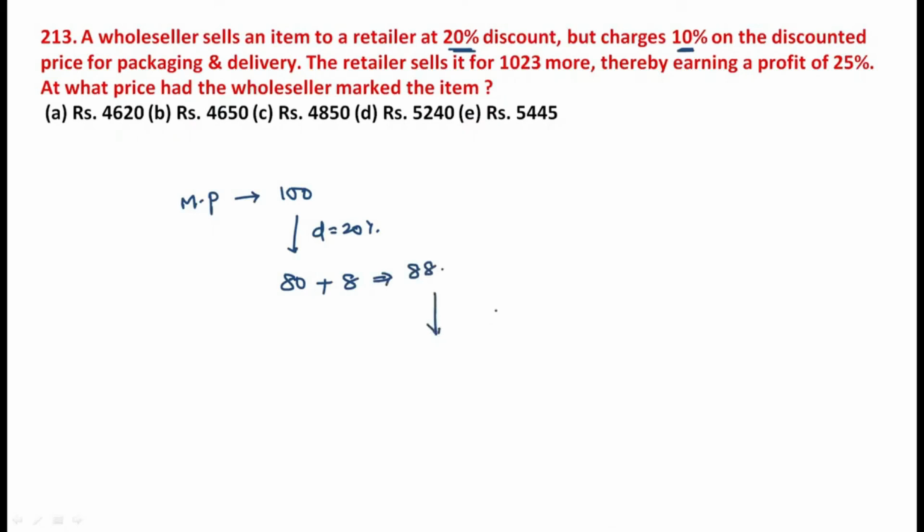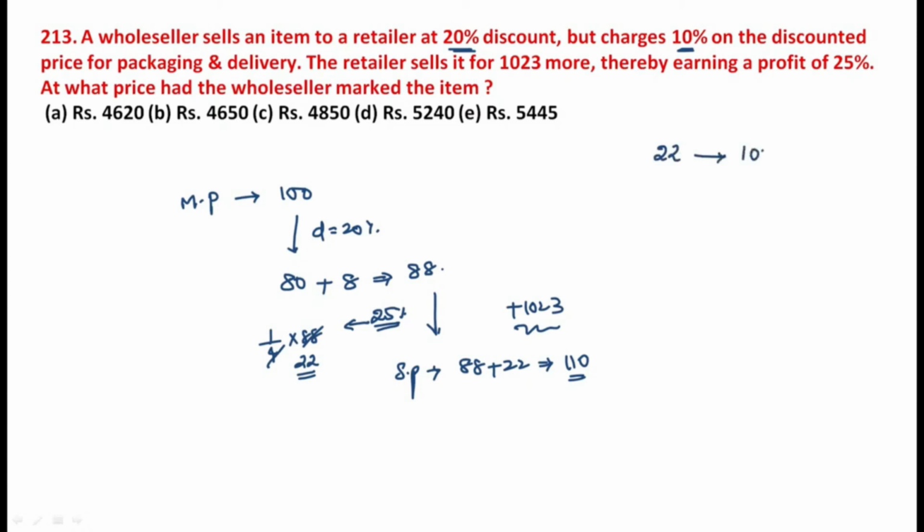Now the person sells at 1023 rupees more. It means they earn a profit of 25%. So he wants 25% extra. 25% extra means 1/4 of 88. 1/4 of 88 is exactly equal to 22 rupees. Now the final selling price is 88 plus 22, exactly equal to 110 rupees. But here the most important comparison: he was increasing his price. Why? Because if he increases by 1023 rupees only, he can get the profit of 25%. That's why the comparison here is 22 units become 1023.